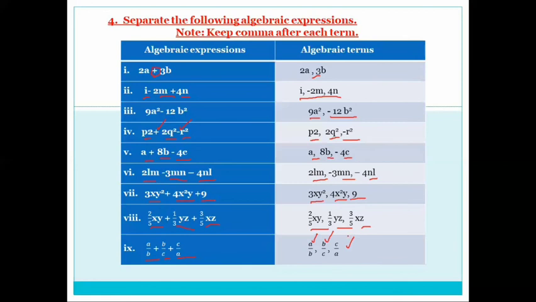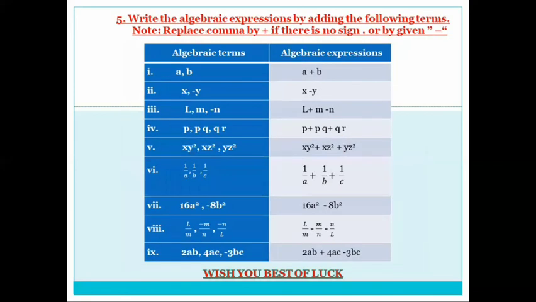So dear students, this same question in question number 5, we are given algebraic expressions. We have to write an algebraic term. Now in the fifth number, we are given terms and we have to write an algebraic expression. Here we will remove the comma and we have to write the plus sign if there's no sign. Dear students, here similarly remove comma, write the minus because minus is introduced here, so it is necessary. If there's no sign, understand that there's the plus.